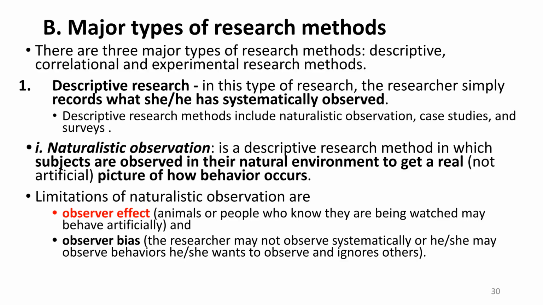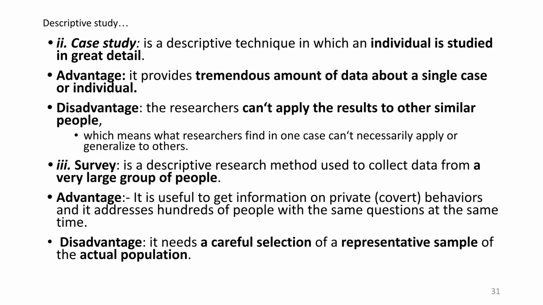Descriptive research involves recording what is systematically observed, and it includes methods like naturalistic observation, case studies, and surveys. Naturalistic observation, in particular, studies subjects in their natural environment for a realistic picture of behavior. Case studies are descriptive techniques where an individual is studied in great detail, providing a tremendous amount of data. However, a disadvantage is that the results cannot necessarily be generalized to others.